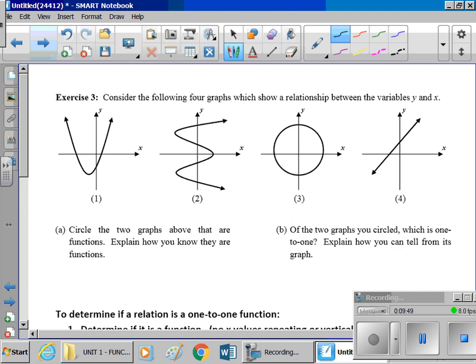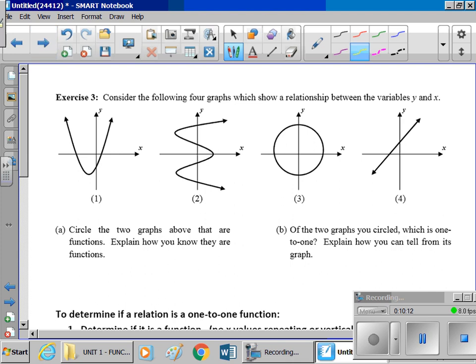In exercise number 3, consider the following 4 graphs which show a relationship between the variables y and x. All right, A says, circle the two graphs above that are functions. Explain how you know they are functions. So let's look across. Functions means the vertical line test. When you're looking at a graph, that's the easiest way to determine that.